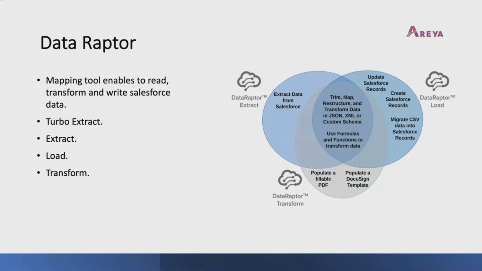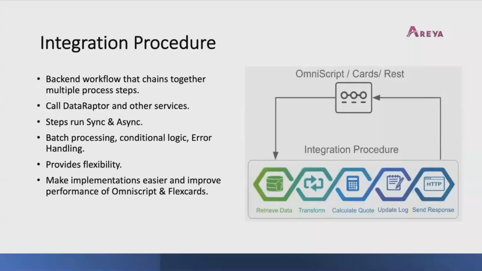So going ahead, next is the integration procedures. Integration procedures are used for backend processing. It is a declarative tool which can execute multiple actions in a single server call. Why do we need to use integration procedures? They allow us faster performance, and we can do faster development with them.